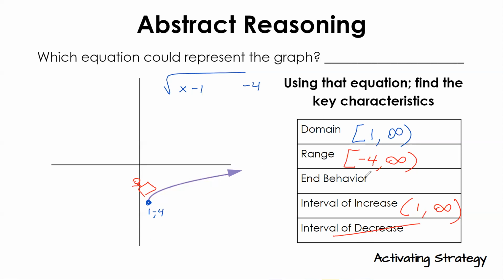Okay, for end behavior, we're going to say as x is approaching positive infinity, y is also approaching positive infinity because it's going up. And this was something new that we learned last week. As x is approaching 1 from the right-hand side, y is approaching negative 4. Okay, this is basically telling you that, hey, it doesn't go below negative 4.